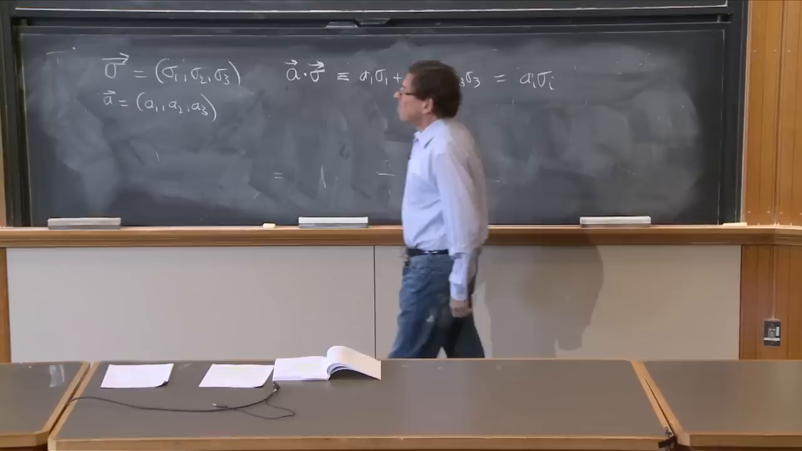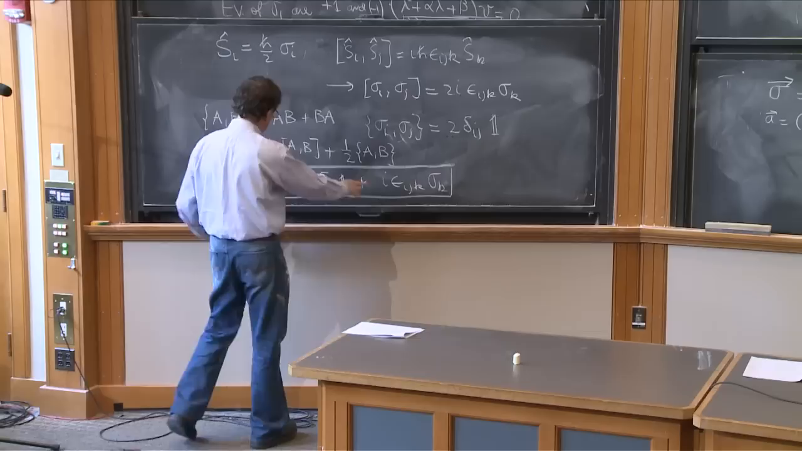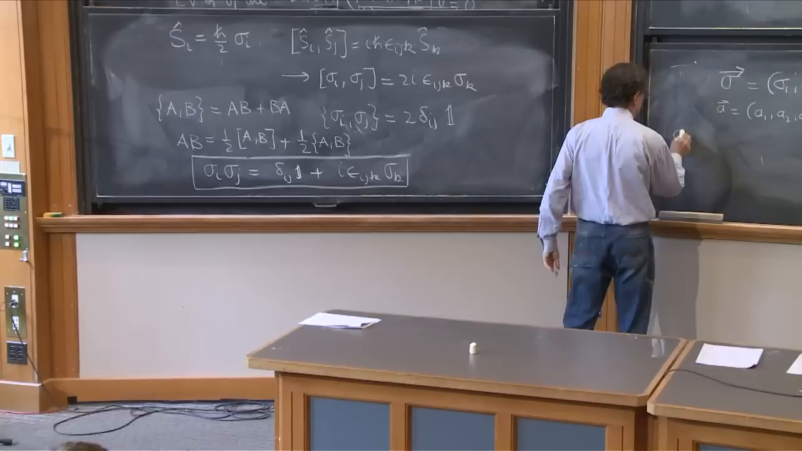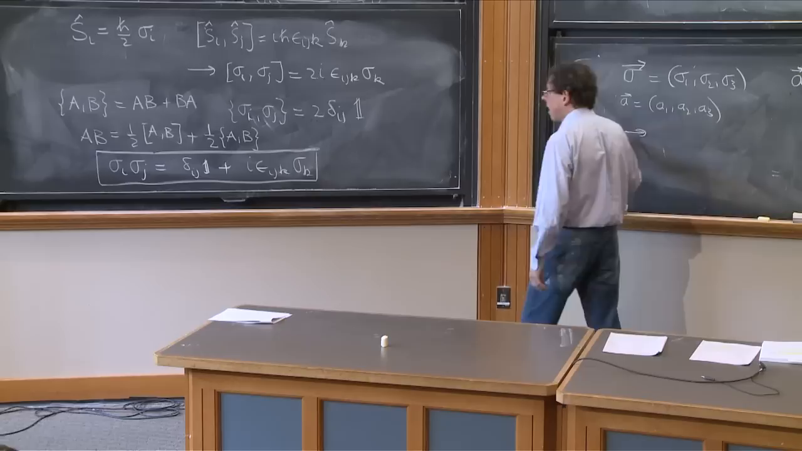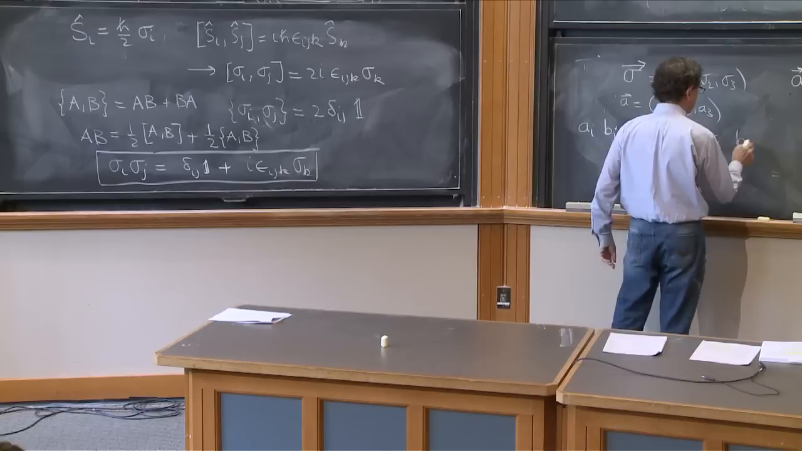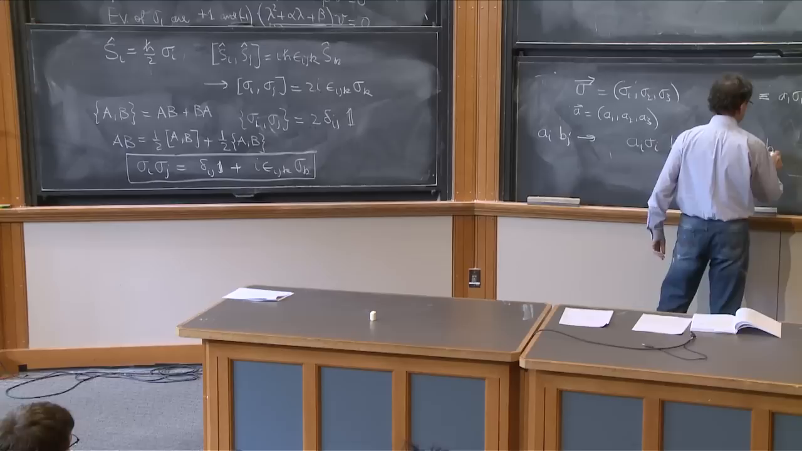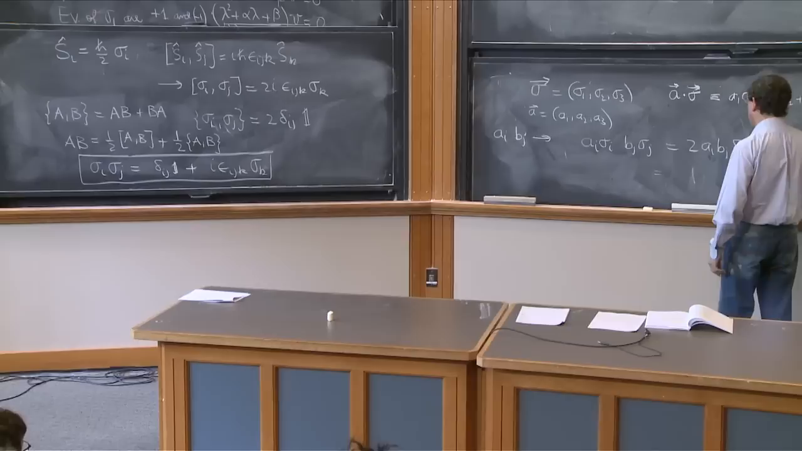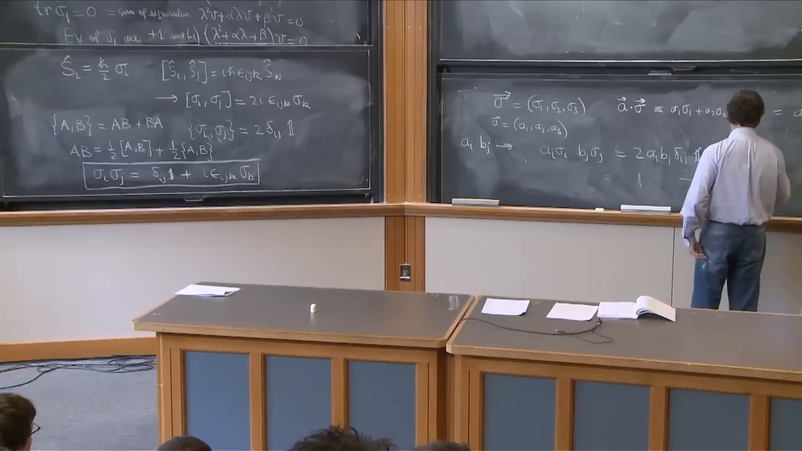So here is what you're supposed to do to interpret this equation nicely. You multiply this equation by Ai Bj. Now, these are numbers, these are matrices, so I better not change this order. But I can certainly, by multiplying that way, have Ai sigma i Bj sigma j equals 2 Ai Bj delta ij times the matrix 1 plus i epsilon ijk Ai Bj sigma k.